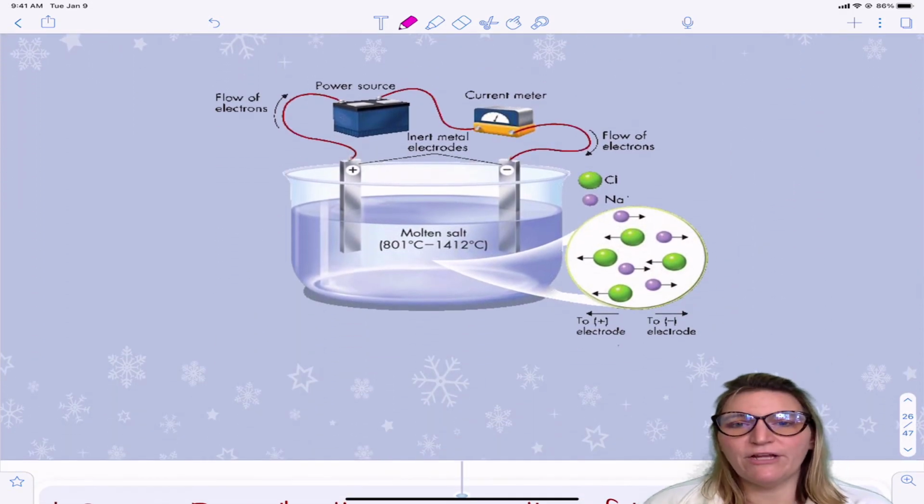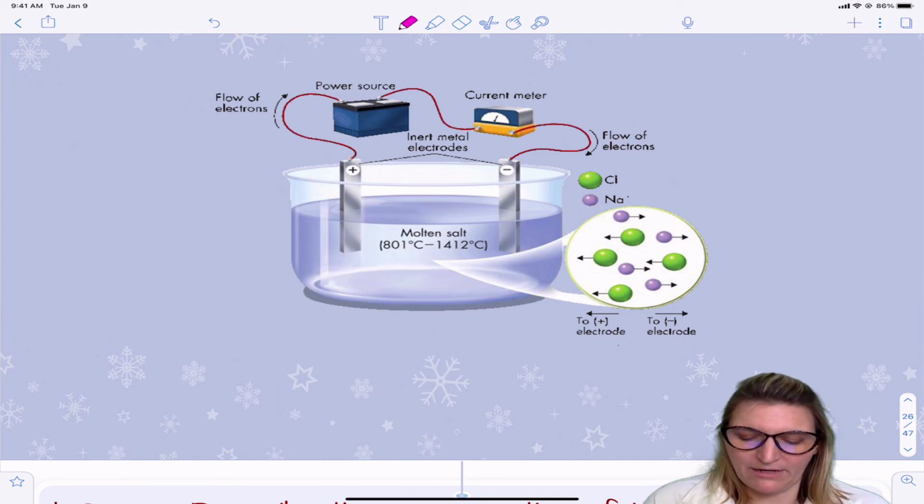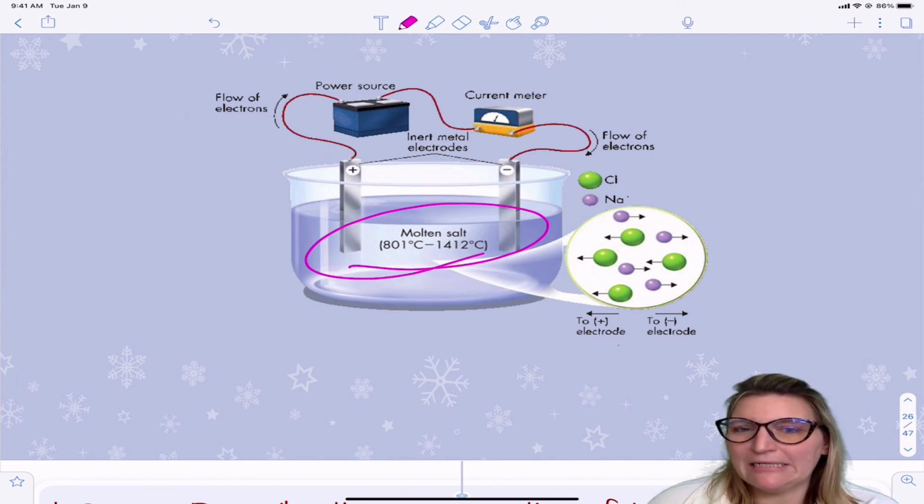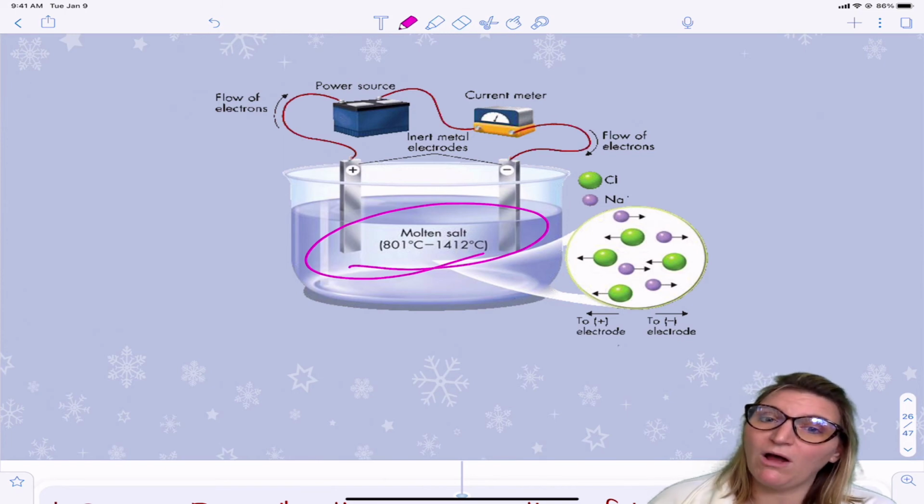This picture here is showing the exact same thing happening, but now what those two electrodes are placed in is not solid salt, but molten salt. Molten is the word that we use for the liquid form of something that is not a liquid at room temperature. So we would say molten salt, not really the word liquid salt, although we would use the word liquid to describe water, liquid water.